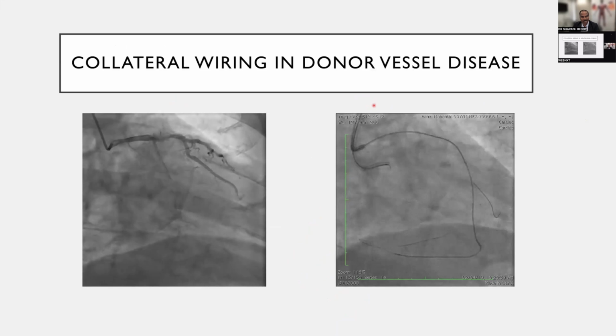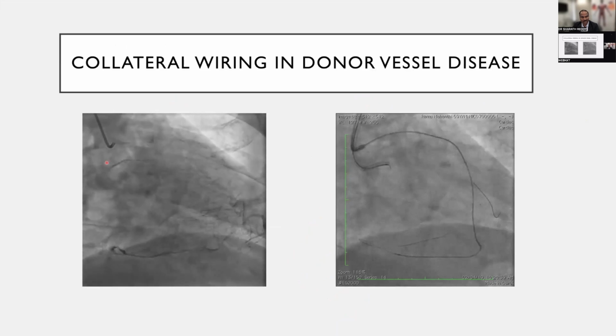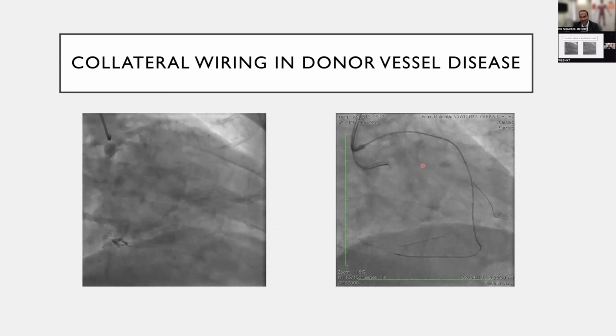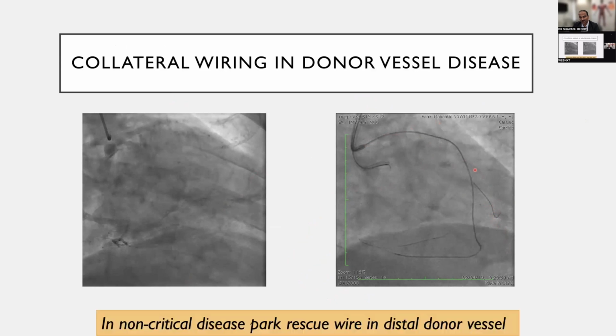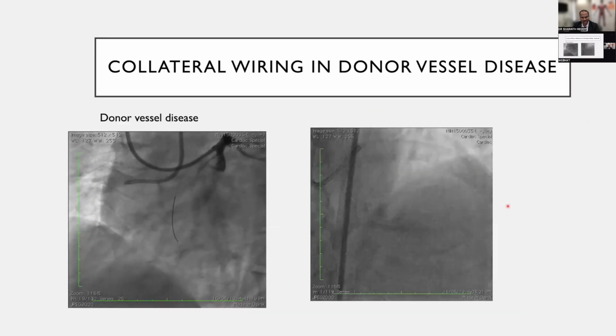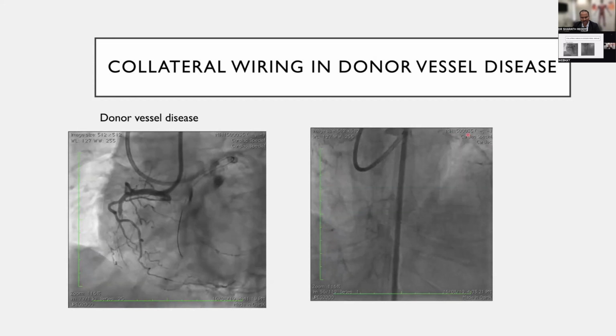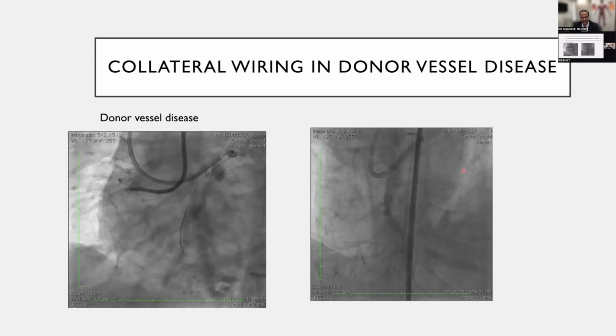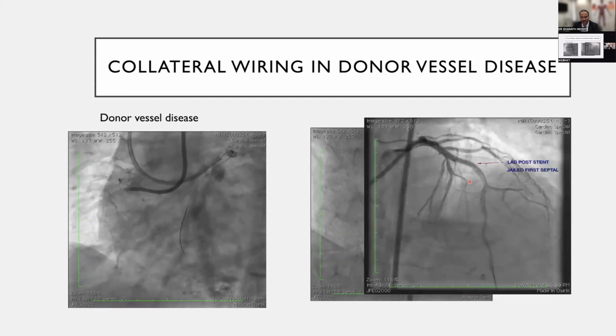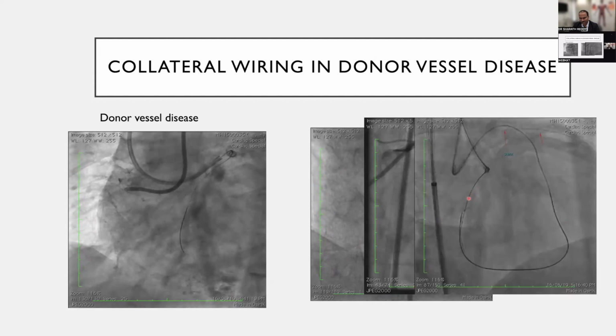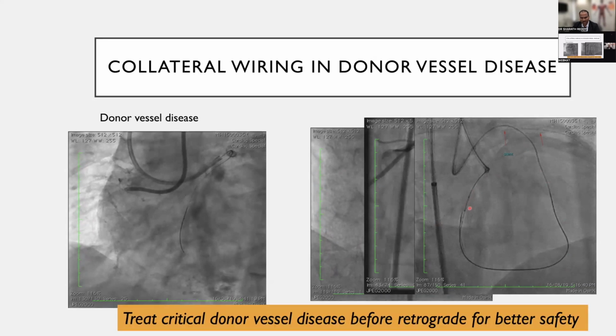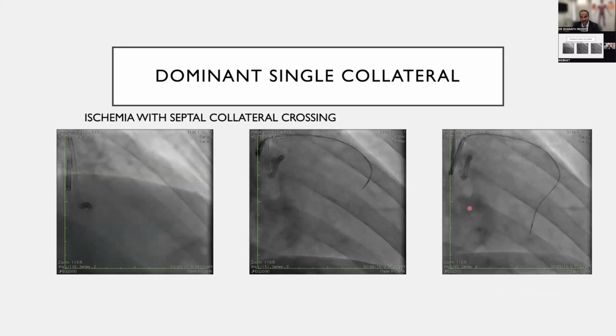Let's say there is donor vessel disease, as in this case, where you have a disease in the LAD, in an RCA CTO while going retrograde through the LAD. So always have a safety wire in the LAD. That's a rescue wire. If something goes wrong in the LAD, you can quickly rescue the patient if you have a wire in the donor vessel. Sometimes, if you have a critical lesion in the donor vessel, like here in this RCA CTO, there is a 99% lesion in the LAD, you have to address these critical lesions before moving on to retrograde. Otherwise, you can have a catastrophe on table. We stented the LAD, and then we went across the struts and did retrograde PCI to the right coronary artery. So always treat critical donor vessel disease before going retrograde. That's to improve your safety.